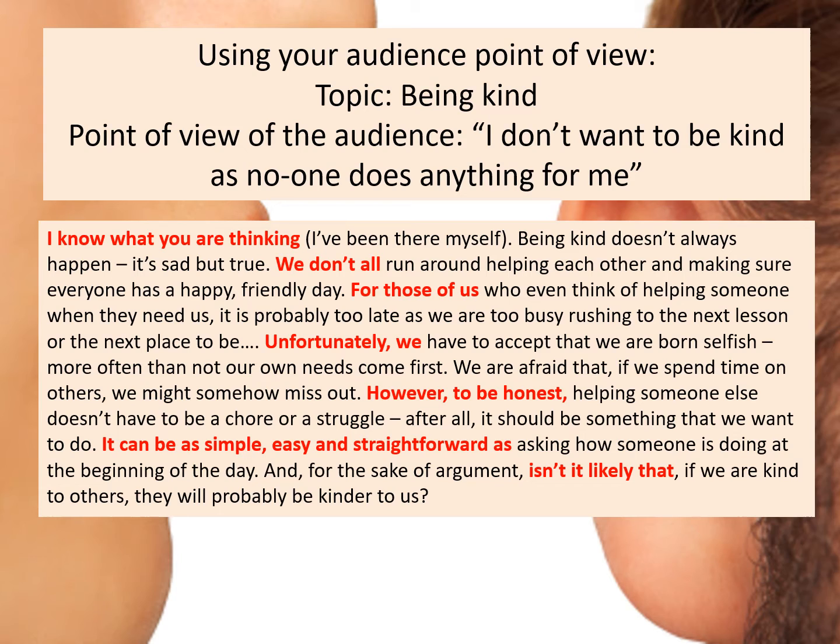We are afraid that if we spend time on others, we might somehow miss out. However, to be honest, helping someone else doesn't have to be a chore or struggle. After all, it should be something we want to do. It can be as simple, easy and straightforward as asking how someone is doing at the beginning of the day. And for the sake of argument, isn't it likely that, if we are kind to others, they'll probably be kinder to us?